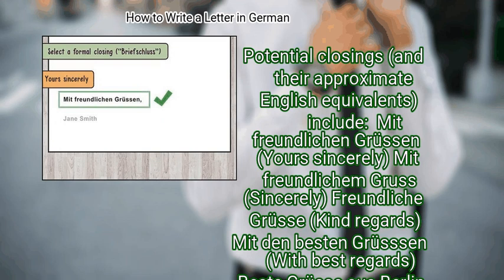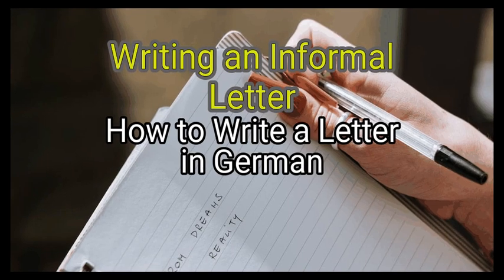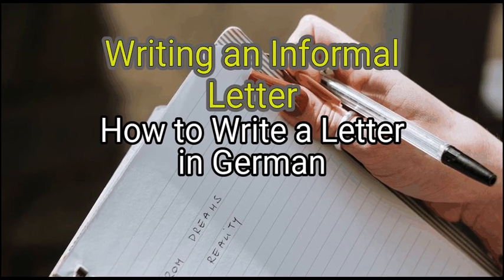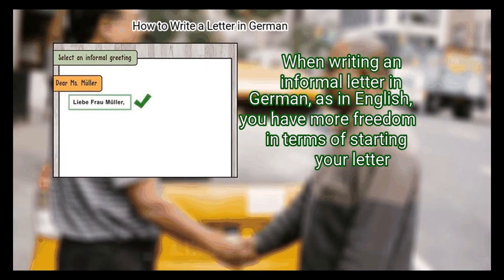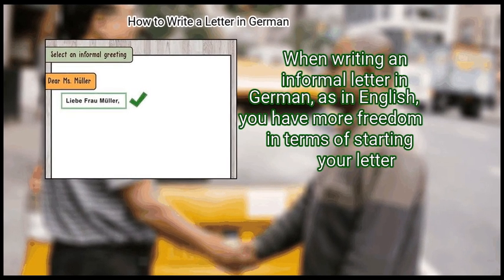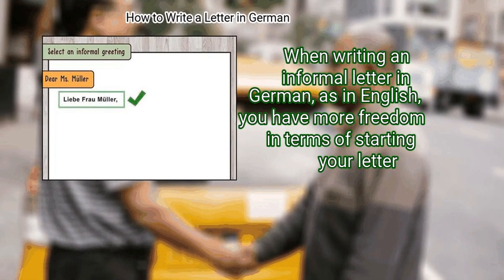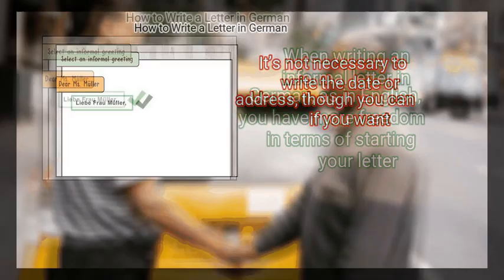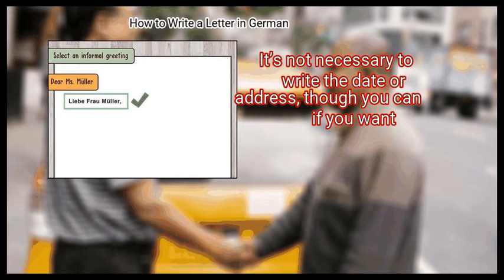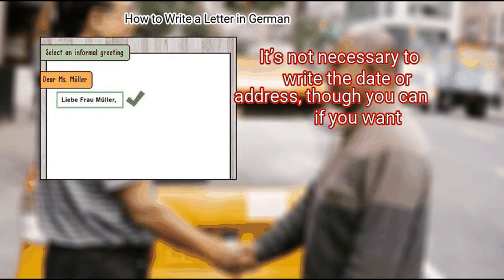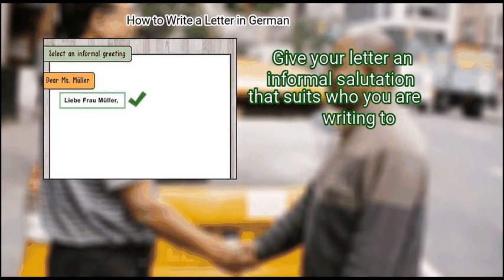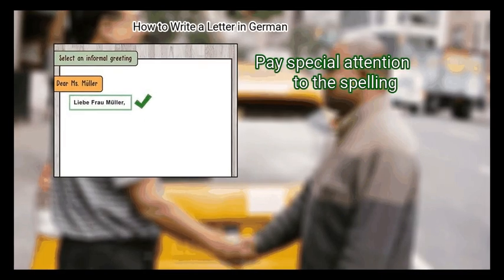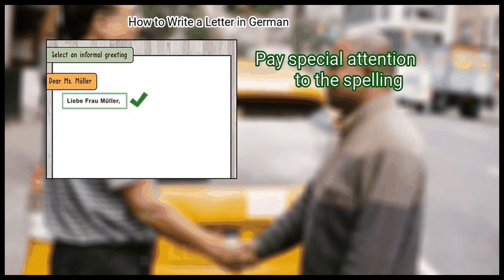Method 2. Writing an informal letter. First, select an informal greeting. When writing an informal letter in German, as in English, you have more freedom in terms of starting your letter. It's not necessary to write the date or address, though you can if you want. Give your letter an informal salutation that suits who you are writing to. Pay special attention to the spelling.